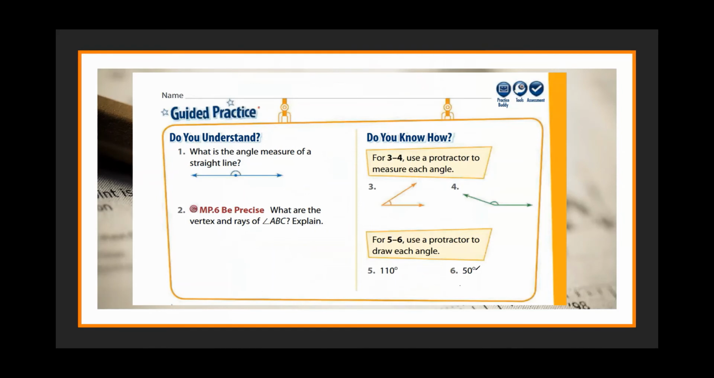The next page, guided practice. Question number 1. What is the angle measurement of a straight line? Now we have learned a straight line is always a measurement of 180 degrees. Next, question number 2. What are the vertex and the rays of angle ABC? We have learned that when you have 3 letters, ABC, the middle letter is always the vertex. So you can write here, B is the vertex.